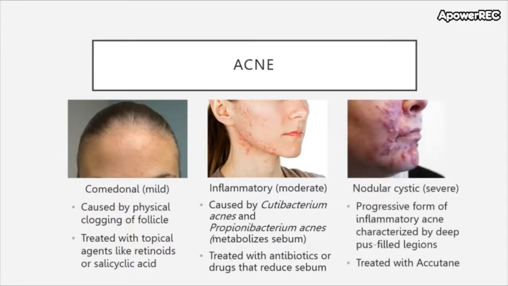Next is nodular cystic, and this is a severe form of acne. It's a progressive form of inflammatory acne, which is characterized by very deep pus-filled lesions, and it can be treated with Accutane.